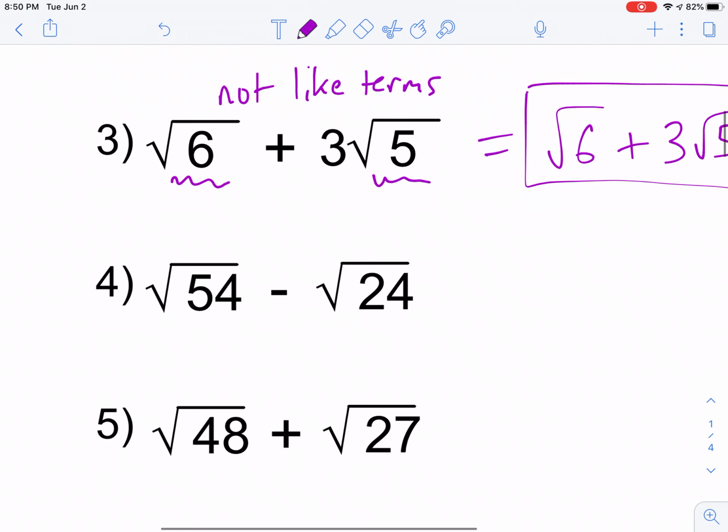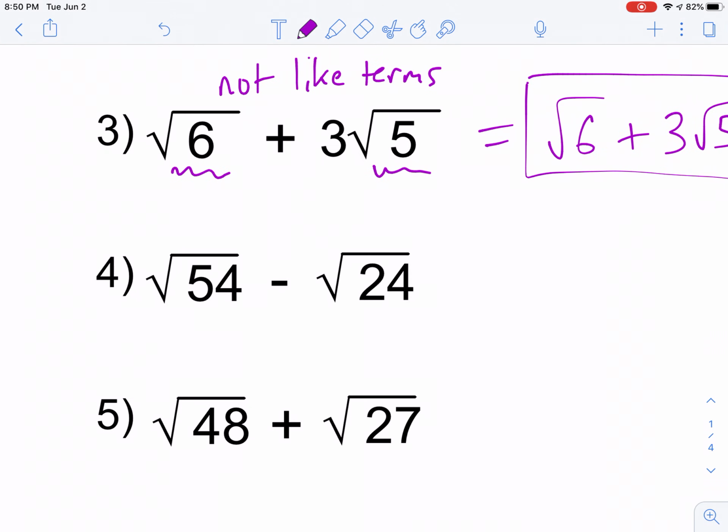Now, these get a little trickier because at first glance you see root 54 and root 24 and you think, oh, they're not like terms. That means you can't do anything with them, right? Well, remember, from our earlier lessons in this chapter, you may be able to simplify the radicals. Like root 54 is really 9 times 6. And root 9 times root 6 equals 3 root 6, right? Because square root of 9 is 3. So this is really 3 root 6.